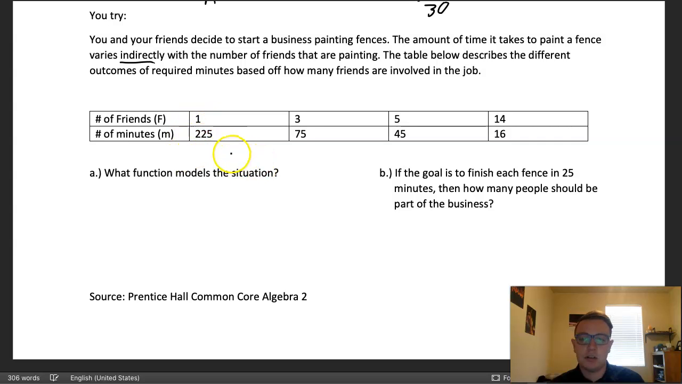With 1 friend, it's 225 minutes. With 3 friends, it's 75 minutes. 5 friends, it's 45. And with 14 friends, it's 16 minutes. Tell me, what function models this situation?